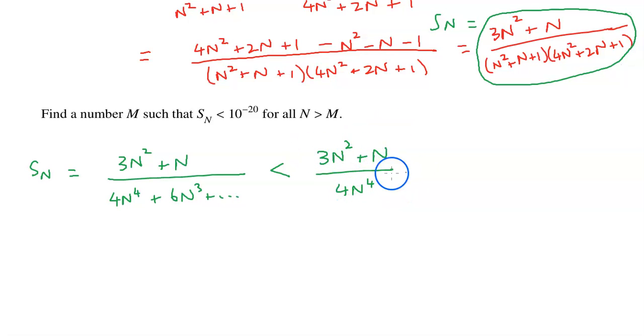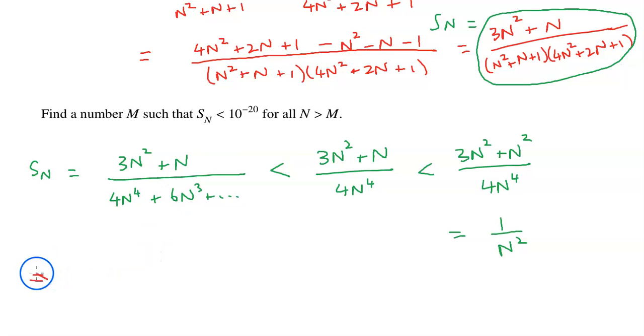And then, well, this is going to be less than 3n squared plus n squared divided by 4n to the 4, just to make it a single fraction. And this last one is just equal to 1 divided by n squared. So we know that, in fact, for all values of n, Sn is less than 1 divided by n squared. And so if we can find all the values of n for which this is less than 10 to the negative 20, or 1 divided by 10 to the positive 20, then we are done.